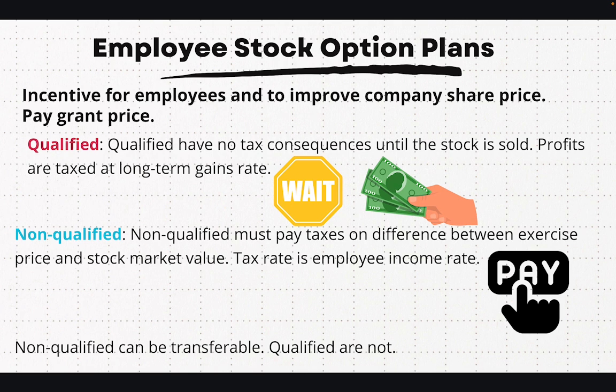So they can either be qualified or non-qualified. Qualified have no tax consequences until the stock is sold. The profits are taxed at long-term gains rates, so that's good. And they are not taxed until they are sold. They're qualified. You are qualified to hold on to your money and not pay taxes for a while. You can wait to pay the IRS.